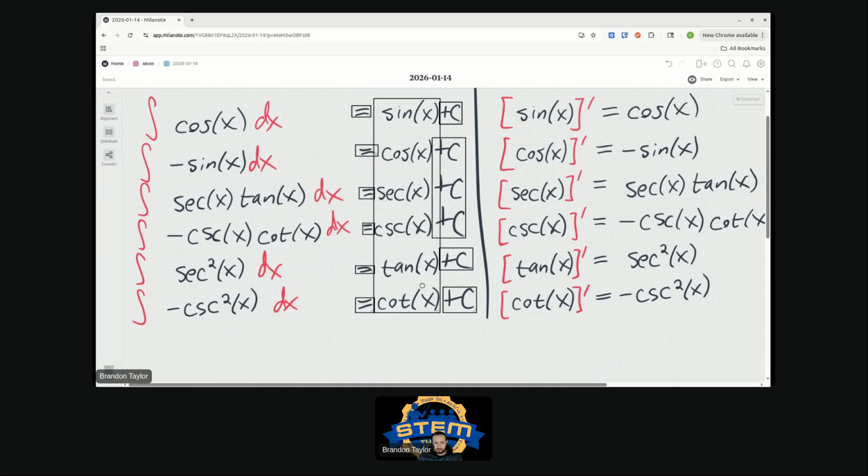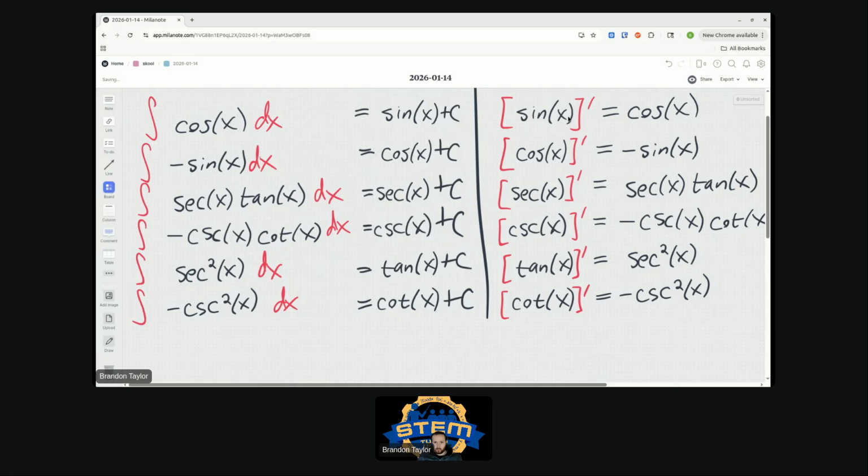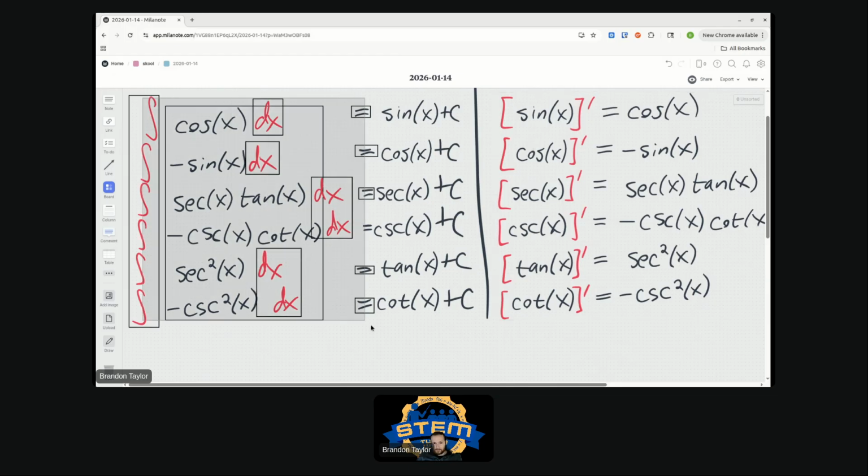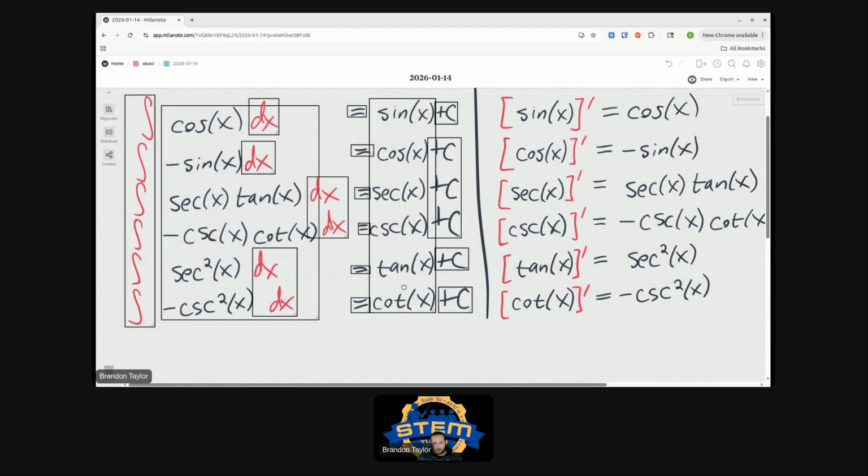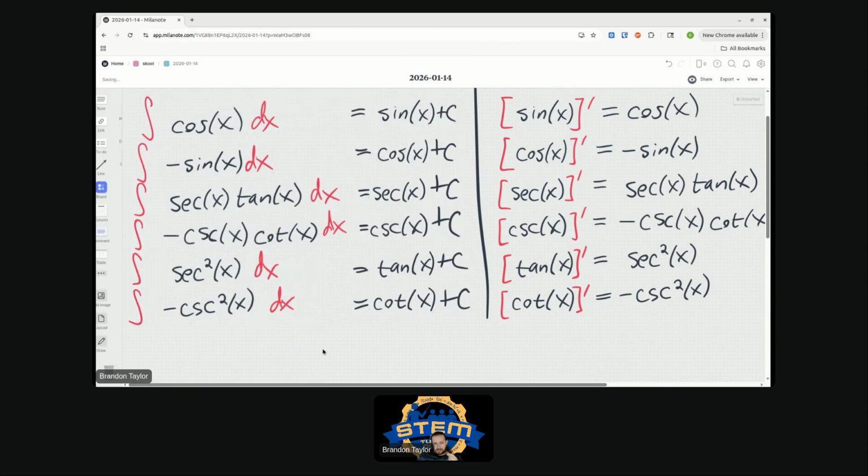So the derivative of sine is cosine, the integral of cosine is sine. The derivative of cosine is negative sine, the integral of negative sine is cosine. So the same thing. Even though we remember the derivative for each individual trig function on the right, you can see on the left that's actually a bit of a problem. So what do I mean by this?